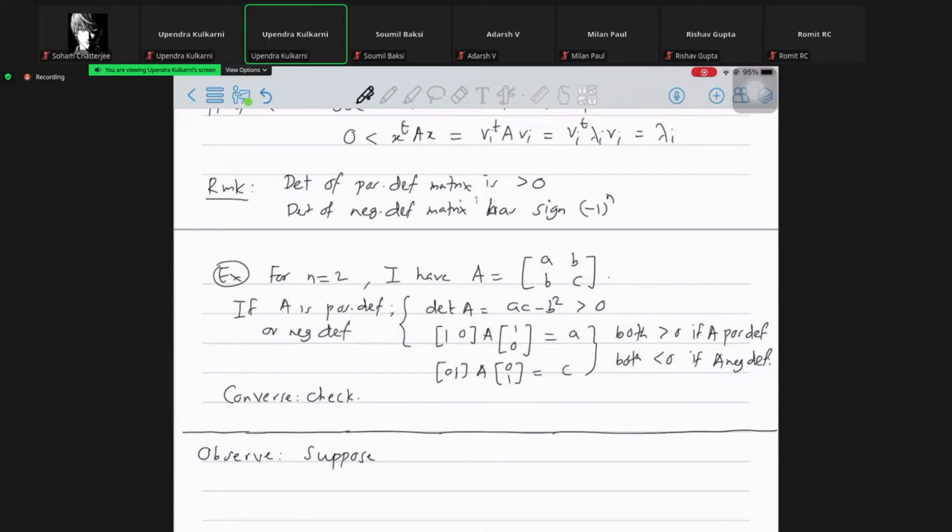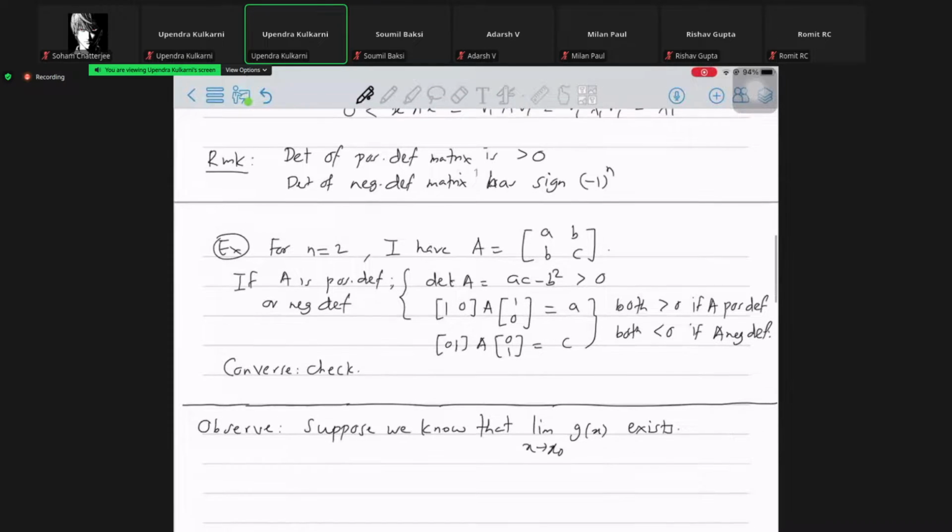Suppose everything is a real valued function, remember? So let's suppose there is a real valued function g. Suppose this limit exists. It's a very simple remark. Suppose I tell you that there are points x that are arbitrarily close to x naught, such that the value of g of x at those points is greater than 0.